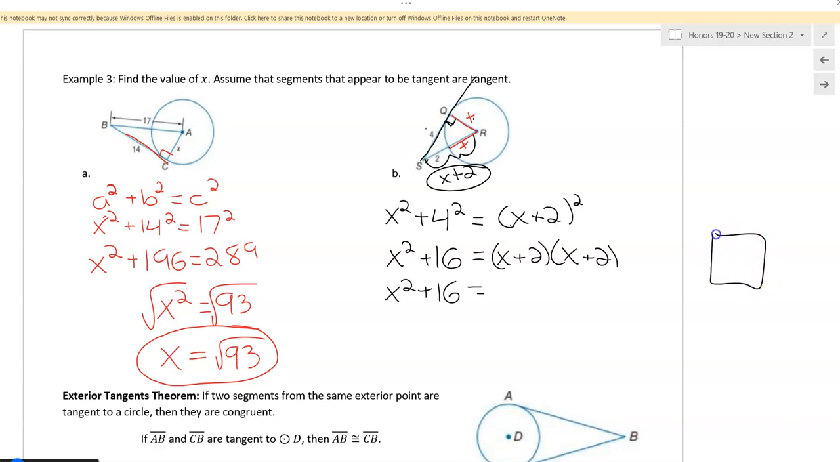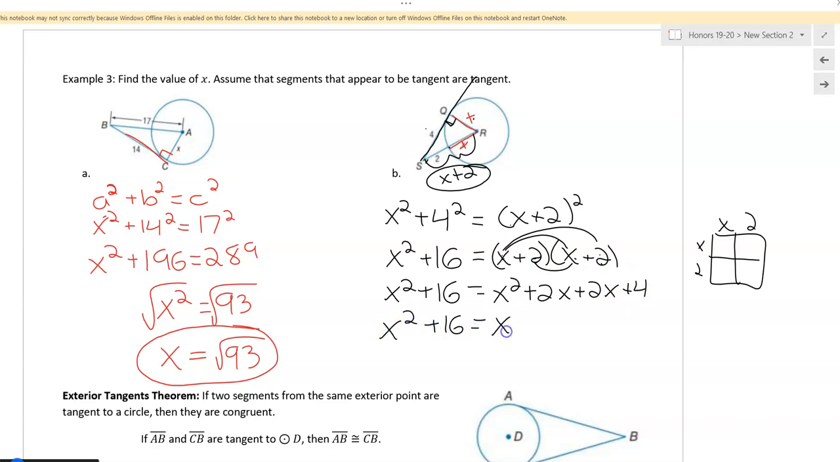Right? Some teachers teach it like this. Whatever you learned last year, that's what you have to do. Okay? So a lot of us learned FOIL. So x times x is x squared. X times 2 is 2x. 2 times x is 2x. 2 times 2 is 4. So now we have x squared plus 16 equals x squared plus 4x plus 4.